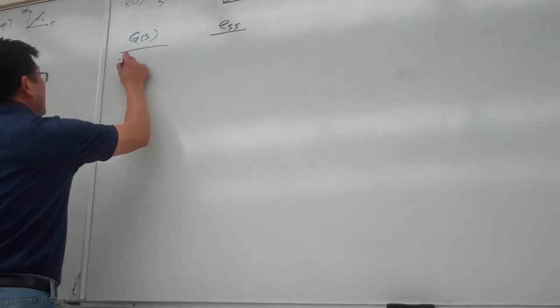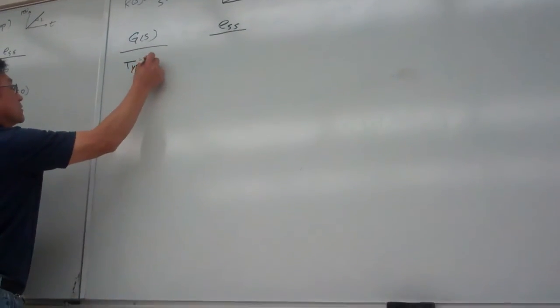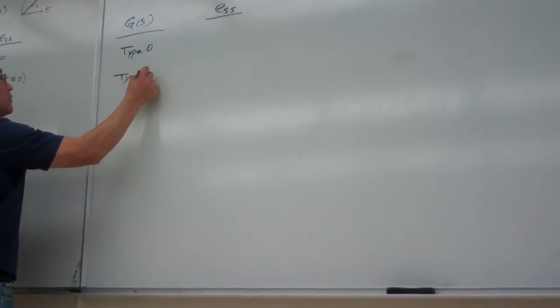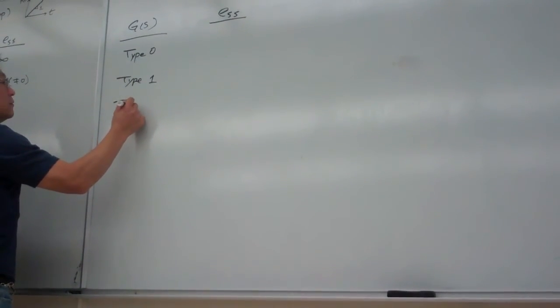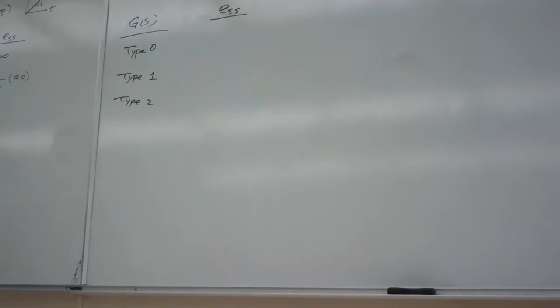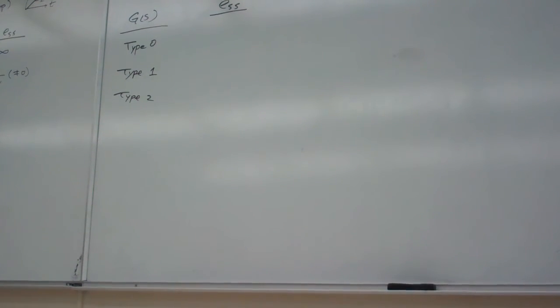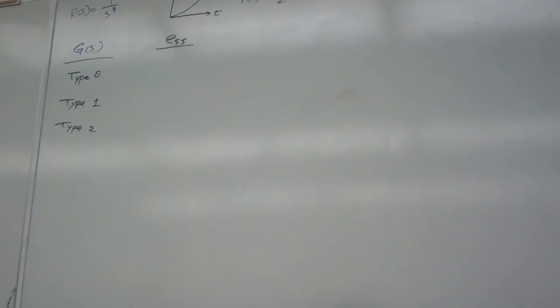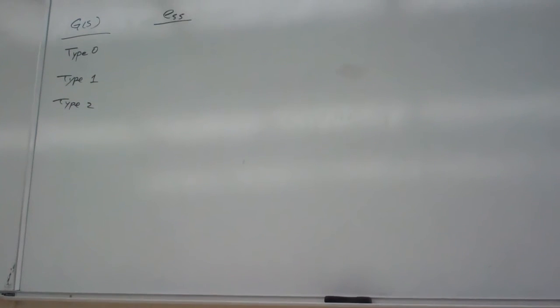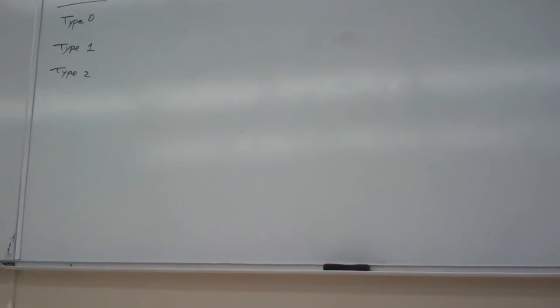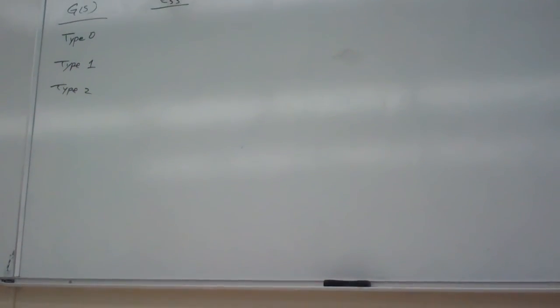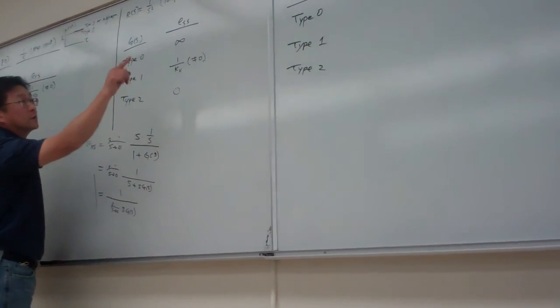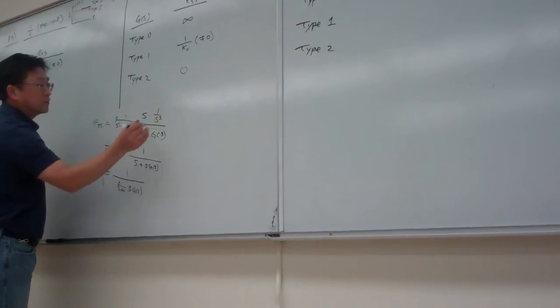So here again we have type 0, type 1, type 2. Okay, now we can do the calculations here. So again, we start from here. Right now for the 3 here, we simply plug in here.